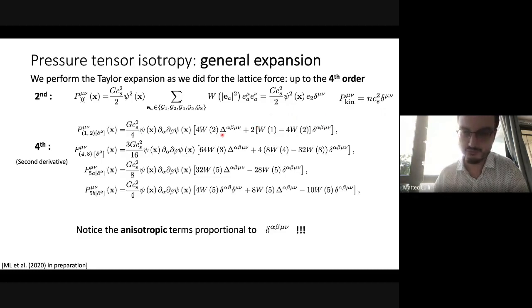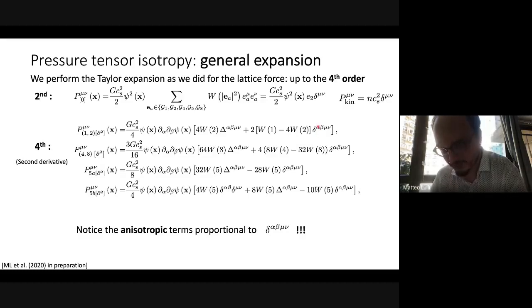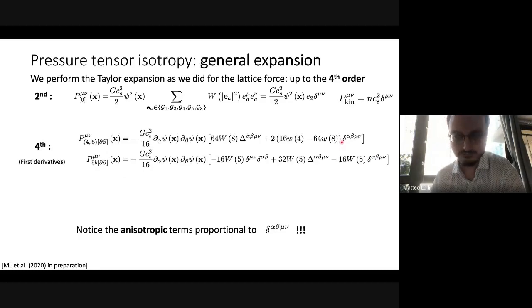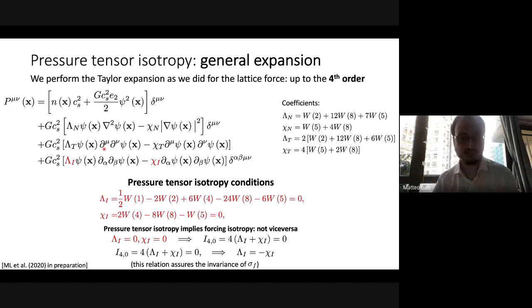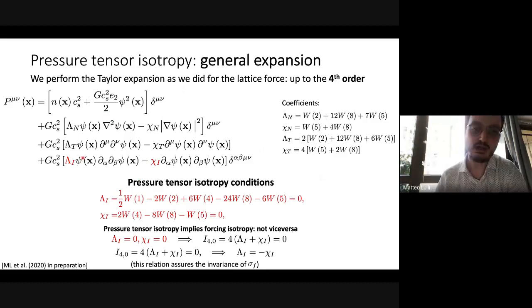Whereas for the fourth order contribution given by the second derivative, we can see already that there is this Kronecker delta with 4 indices, which is the anisotropic part. And this delta is equal to 1 only when all the indices take on the same value, in this case, either X or Y. And these contributions are there. And again, if we look at the fourth order for the product of first derivatives, still we get the fourth order Kronecker delta. So this is the full expansion to the fourth order.